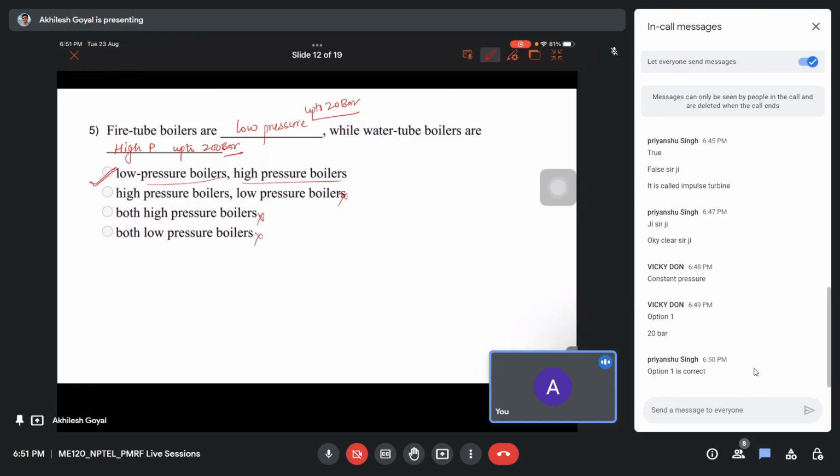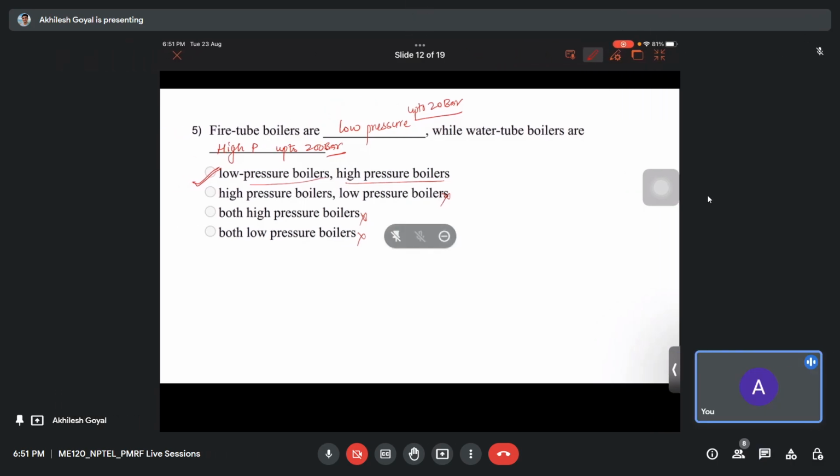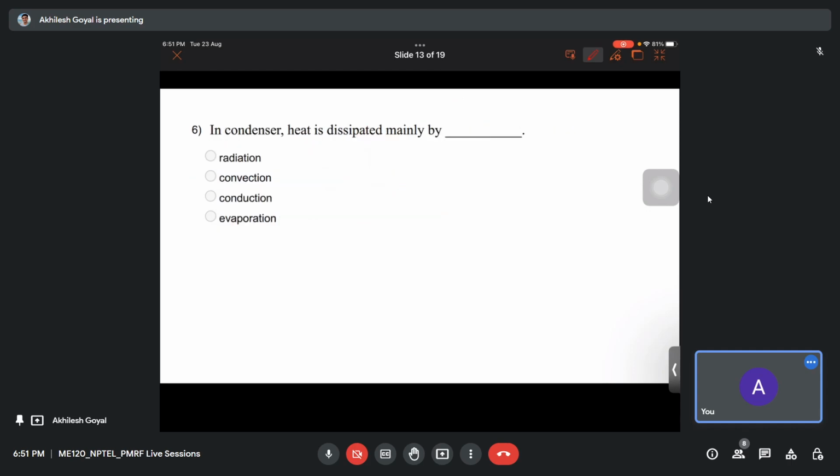Yeah, Vicky, you are right. I'm glad you remember. So the fire tube boilers are low pressure boilers. The steam pressure goes up to 20 bar, but in the case of water tube boilers, the pressure goes up to 200 bar, and those are called high pressure boilers. There should be no doubt in this question. If you have any doubt, you can ask. You can stop me midway at any question if you have doubt. So let's move to the next question.